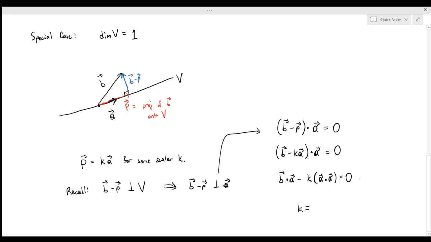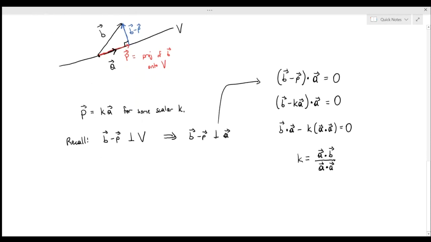So if we move it over to here and then divide by this, you get that k is B dot A, or I'll write it as A dot B, over A dot A. And then if I plug that into this formula, we get this formula: A dot B over A dot A times the vector A itself. And this would represent the projection of the vector B onto the space V, okay?